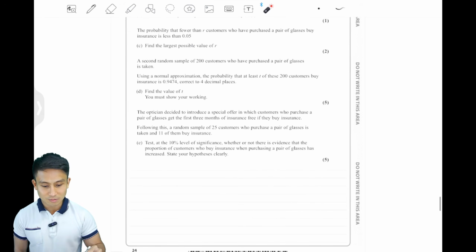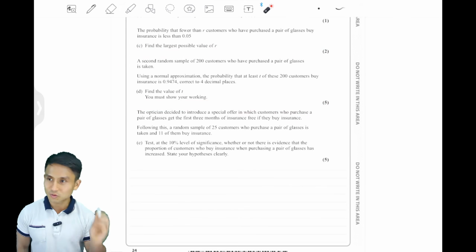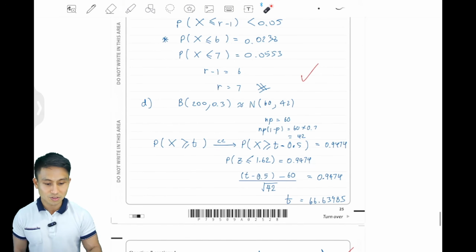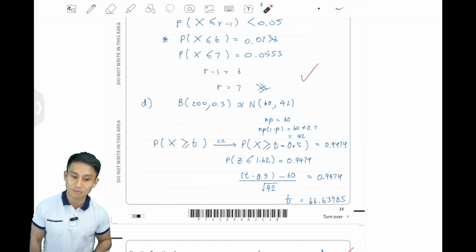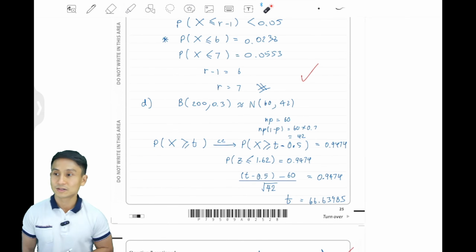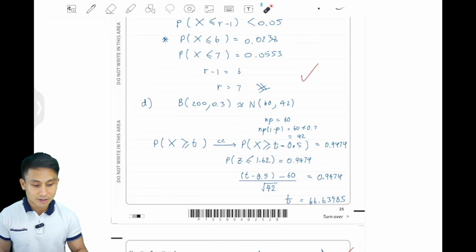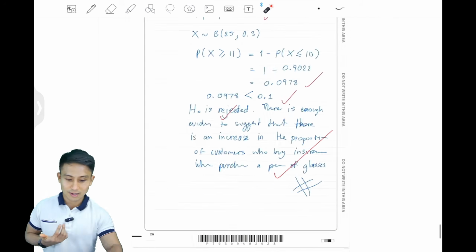And I think this one might be the hardest part in this question. It's just backward calculation to find the value of t. So you need to be careful also about the continuity correction. Don't forget, you need to subtract by 0.5 to apply continuity correction, and the z value you need to look up from the table. So this one, part E, hypothesis testing, so that should be fine.